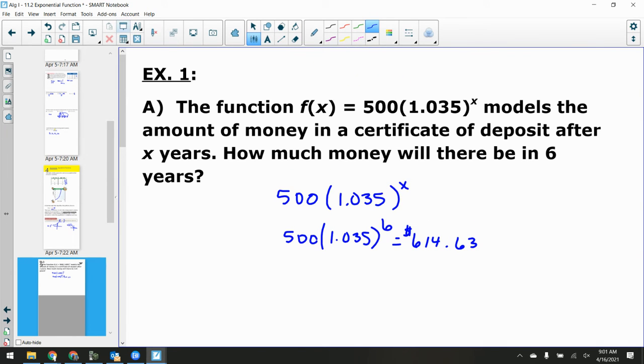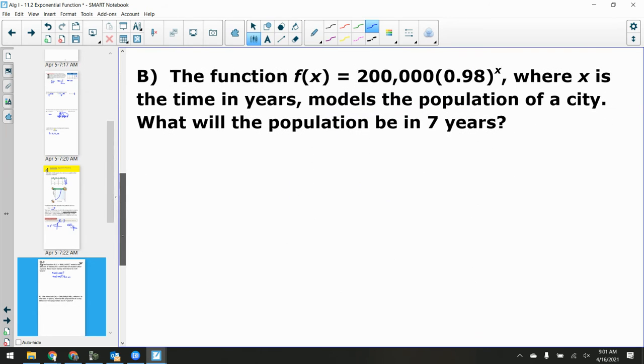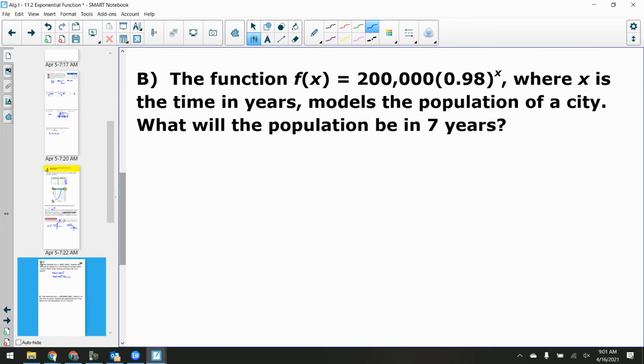Let's take a look at the next one here. I've got 200,000 times 0.98 to the x, where x is the time in years, models the population of a city. Let me ask you something. What's my starting value of the population? 200,000. What does the 0.98 tell me? Well, the population is decreasing, dropping slowly. Decreasing pretty slowly, right? Because it's just under 1.